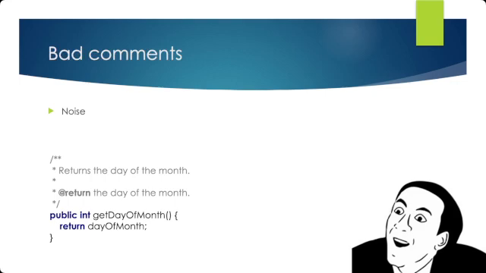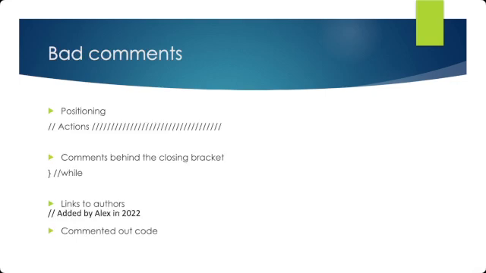But there is one exception to this rule. Sometimes we create libraries, and in a library every method should have a comment, even if the method is very simple, because we will create documentation for this library automatically. That's why we need to add such a comment here, but it's an exception, only for libraries. Then, another example of bad comments.